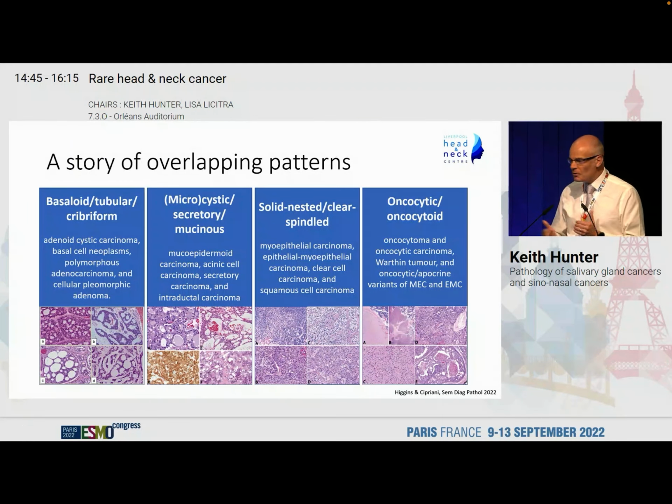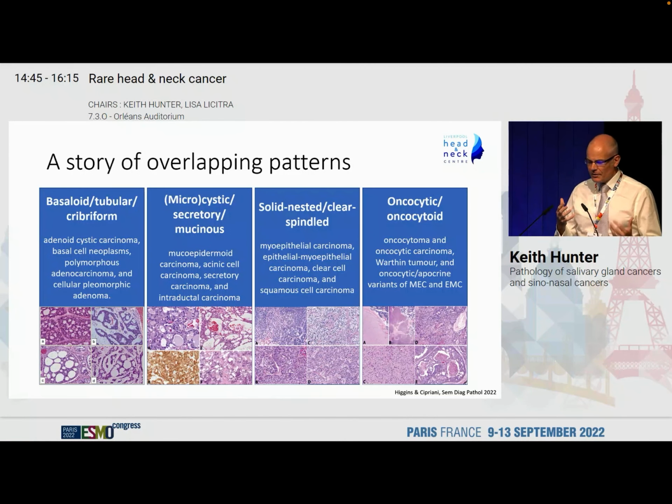It's not completely foolproof, but it's in a paper by Nicole Ciprani from earlier this year, which categorizes the morphological patterns into 4 main groups. But you will see that there are a number of different tumours named under each of the categories. And so it is not a discrete classification, and there are a number of overlaps. In particular, there are overlaps and problems in diagnosis on occasion, particularly in telling apart the basaloid tubular cribriform tumours and some of the solid nested tumours. But nonetheless, I think this is a very useful way of starting to understand the morphological variability.